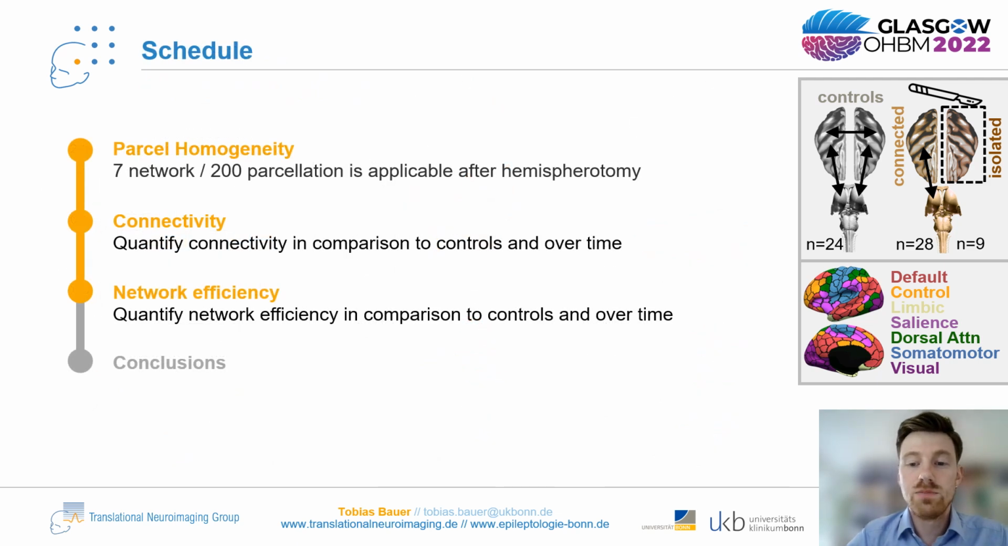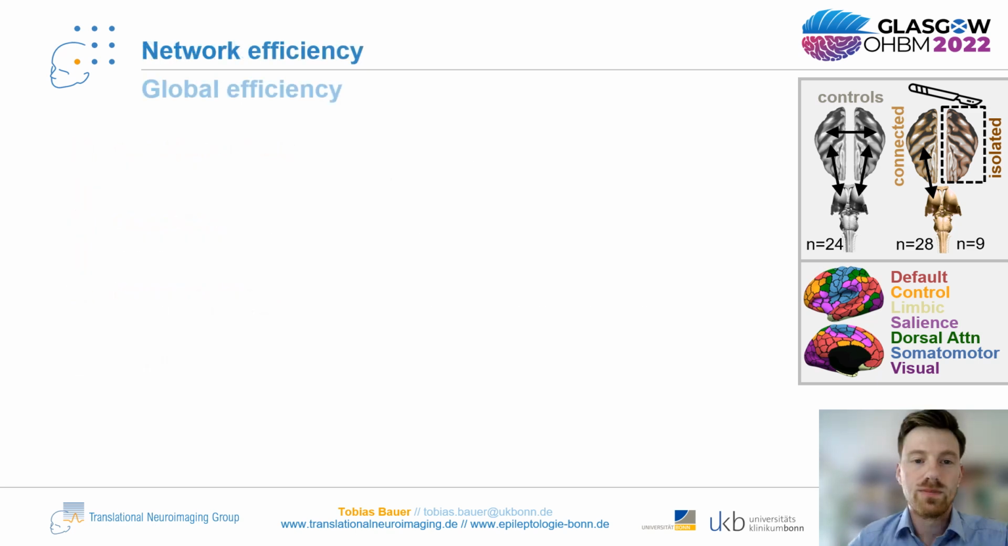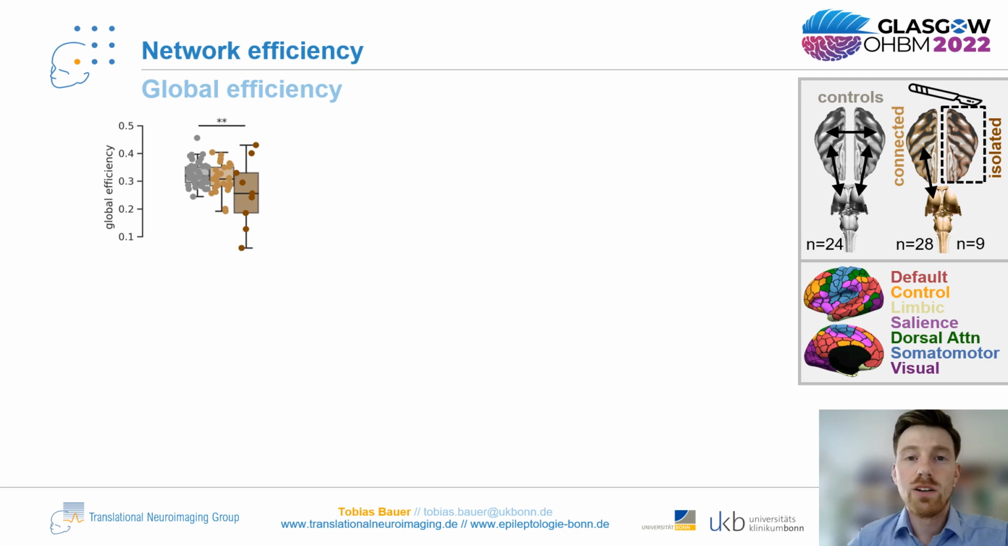Finally, as a last step, we looked at the network efficiency and quantified it in comparison to healthy controls and also longitudinally over time. At first, we analyzed global efficiency as a measure of network integration. Here we found that global efficiency was significantly reduced as compared to controls on the isolated hemisphere, while it remained identical on the connected hemisphere.